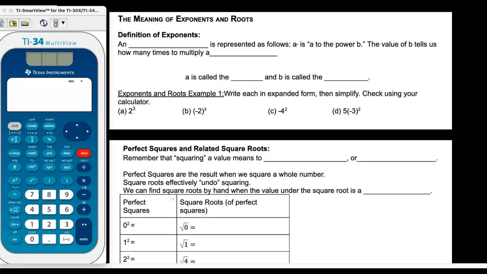Let's talk about the meaning of exponents and roots. And I'm going to start by explaining the definition of exponents. So an exponent is represented as follows.